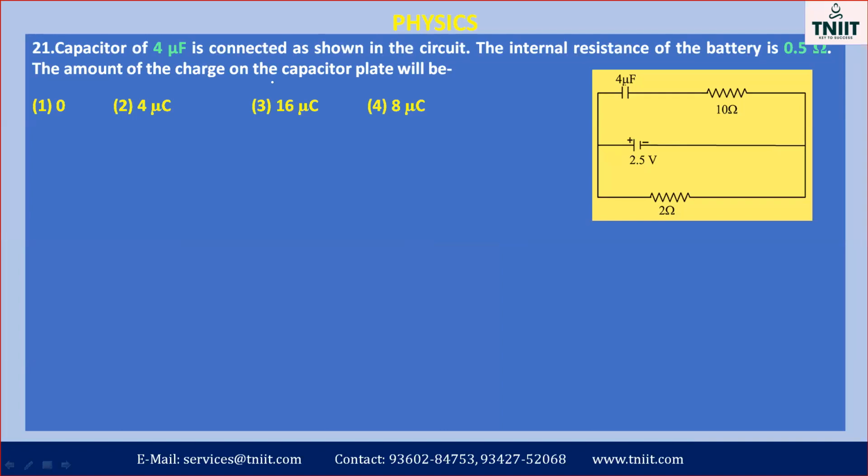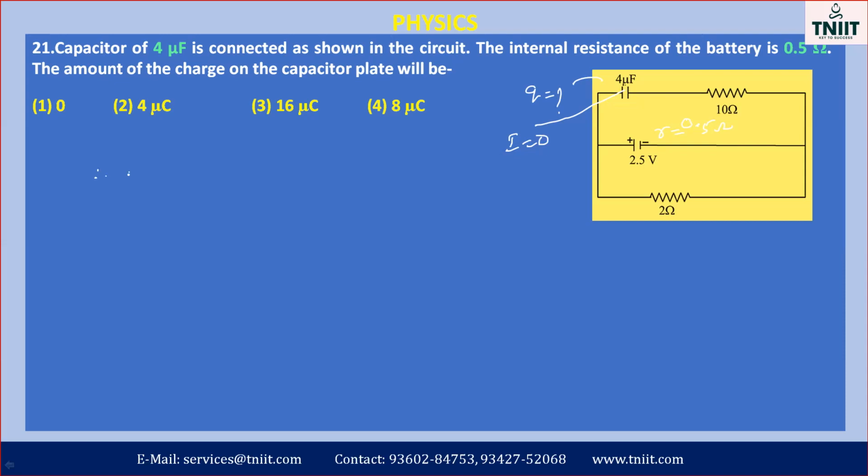Look at this. The capacitor is given, that is 4 microfarad. The internal resistance of the battery is 0.5 ohm. What is the amount of charge on the capacitor? Students, you know that a capacitor will block DC. So the current flowing through this capacitor is 0.